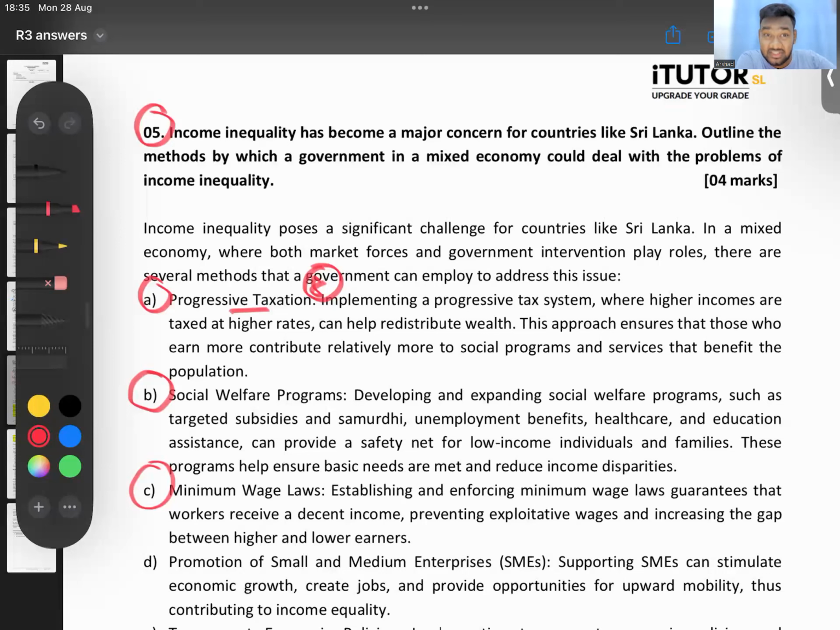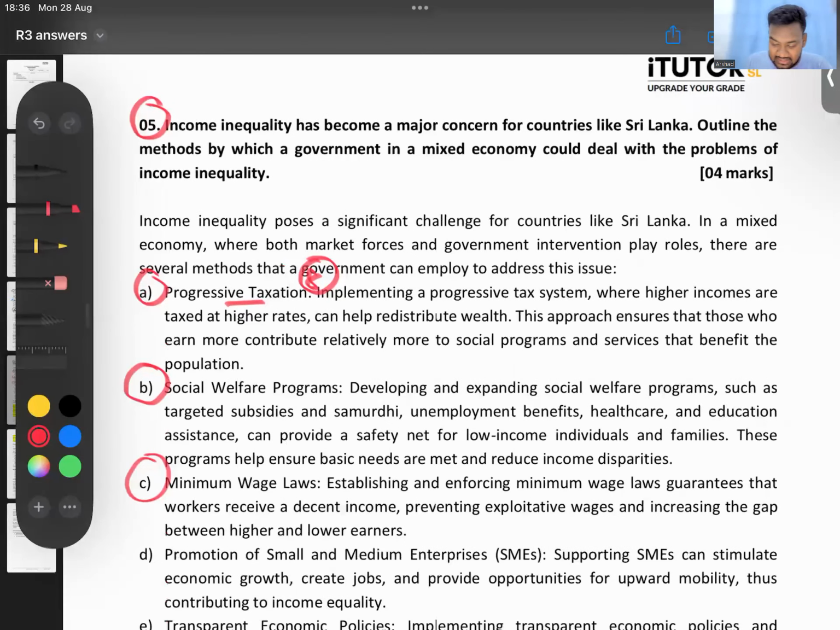They exploit these workers. They pay them, let's say, 200, 300 rupees a day. So what does the government do there? Government comes and sets a minimum wage. Say minimum you have to pay this fellow 750 a day or 1,000 rupees a day. So that also helps the poor person to increase their income, right? Solves income inequality. Then promoting small and medium enterprises.